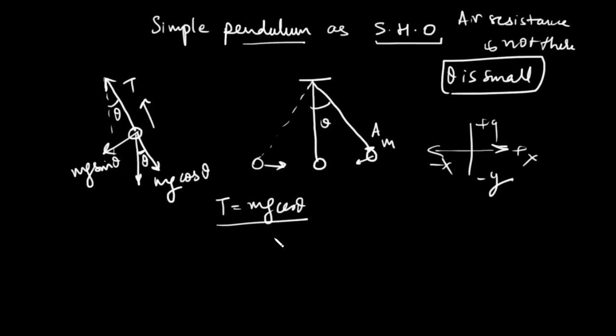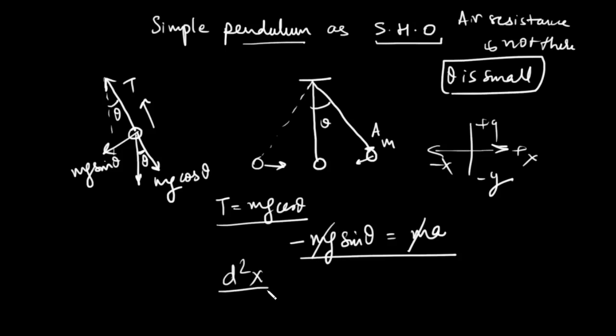This means the acceleration would be given by minus mg sin theta equal to ma. Here the mass gets cancelled out. a is d square x by dt square, if we assume displacement to be x. This would be equal to minus g times sin theta.